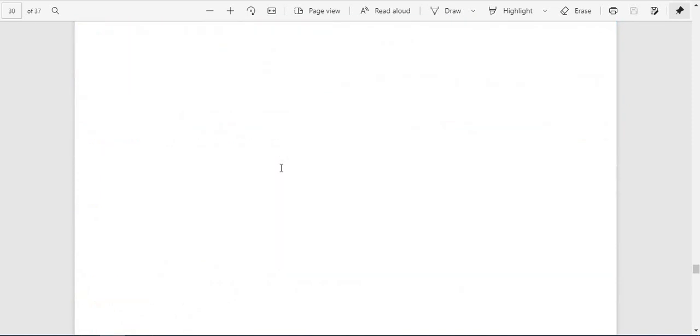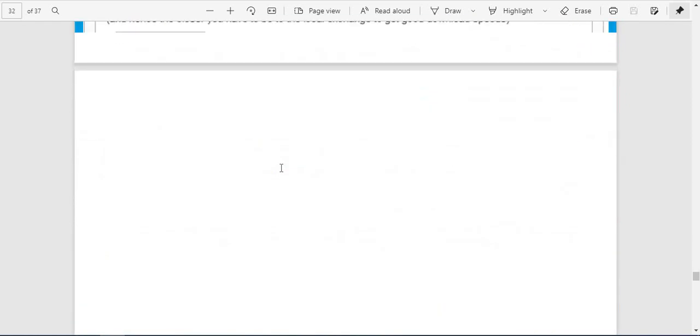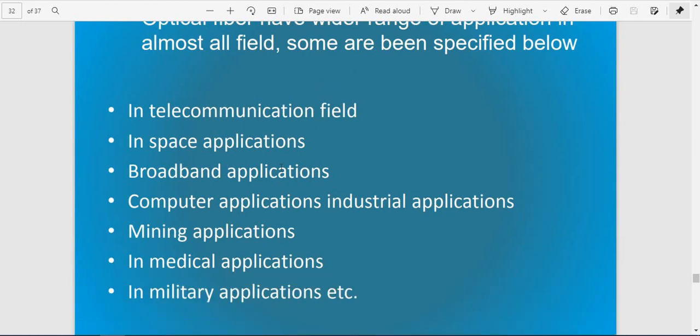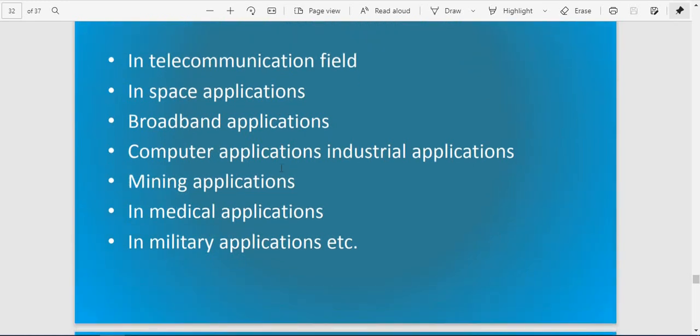Next, I am going to explain where this application is used. As I already said, nowadays it is used everywhere: telecommunication, space application, broadband application, computer application, industrial application, even in mining, medicines, and military applications. Optical fibers are emerging like anything. As compared to other kinds of cables, optical fibers are quite easy. Like lasers we use, right? Lasers are used for cancer detection and treatment, everything. The lasers are useful, so this is also one of the types.